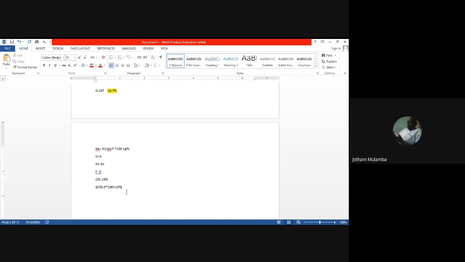Let's do it together: 6 divided by 50, where 50 minus 0 is still 50. Then we multiply by 100. You get 12. Then that 12 is what you add to the 15, so 12 plus 15. What do you get now? 27. So the cost of equity is 27%.